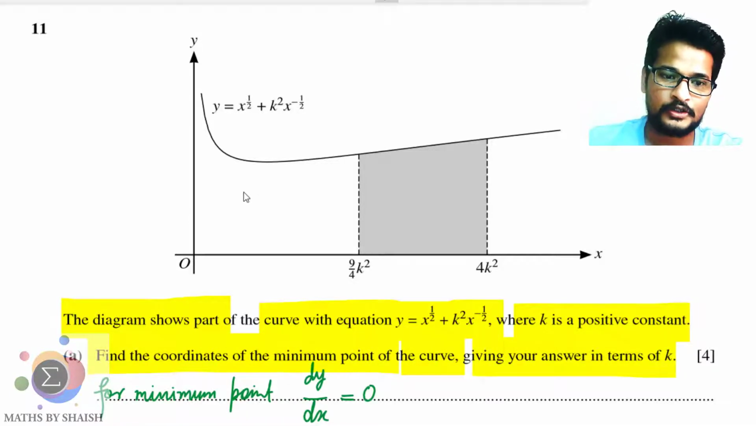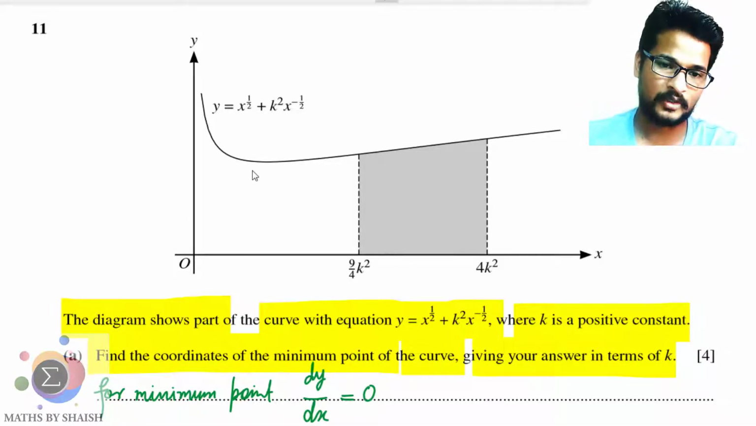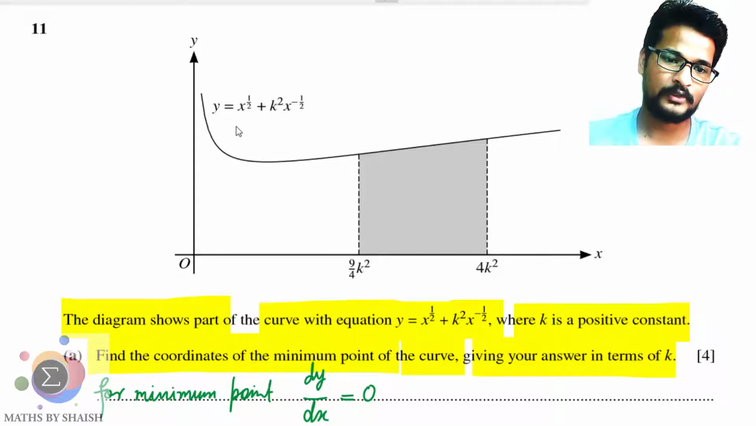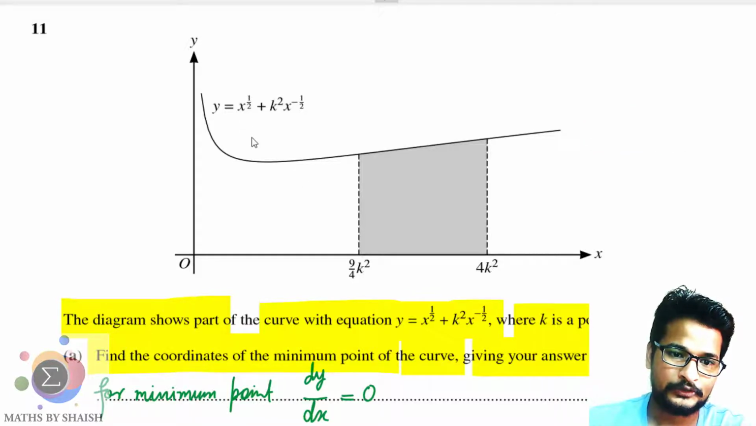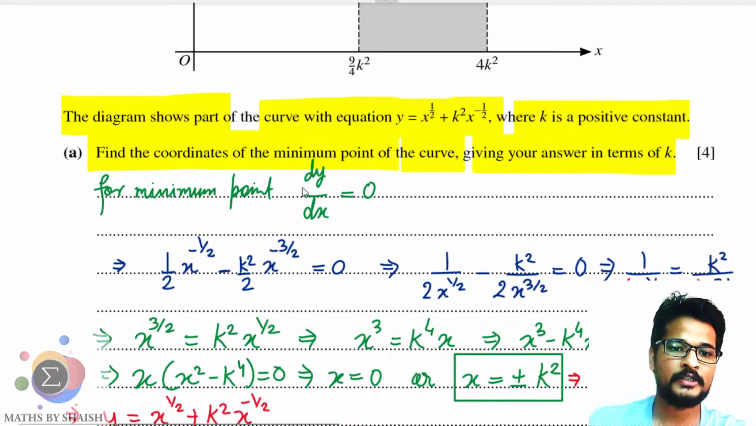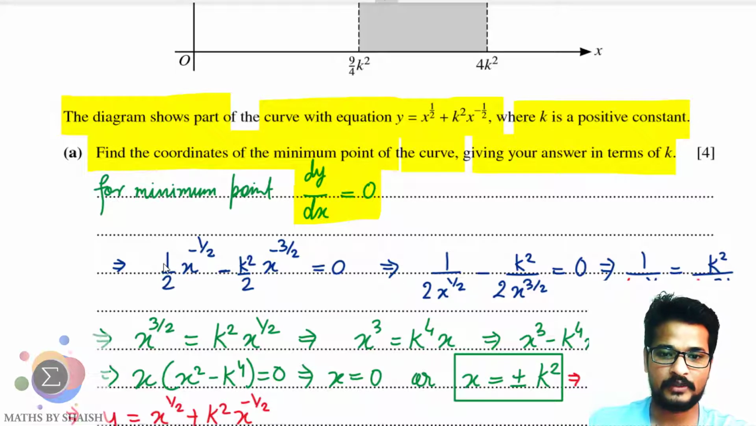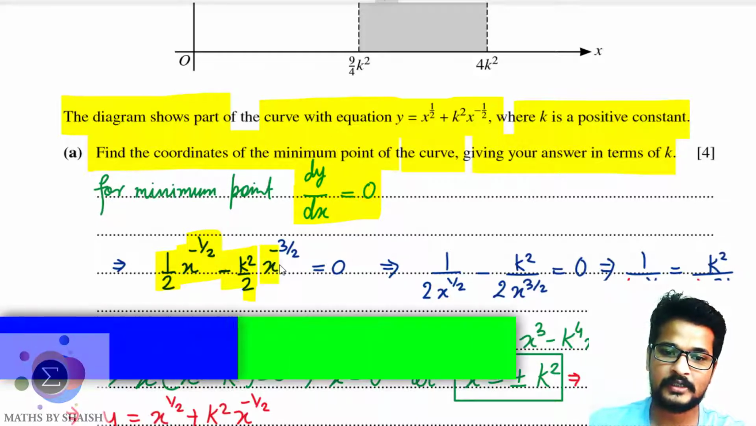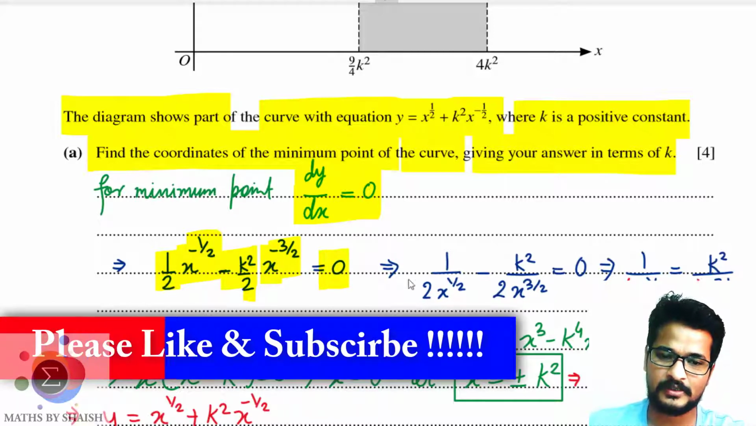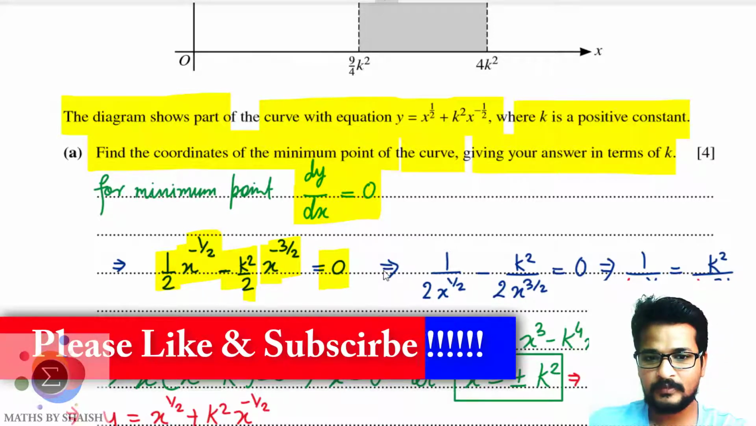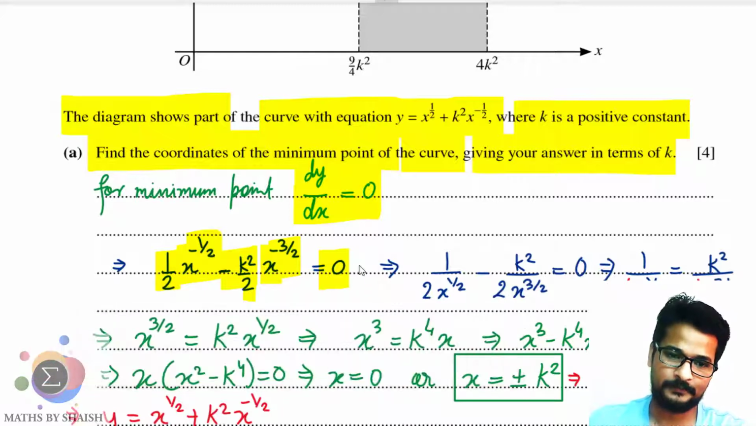So for a minimum or maximum, we know that we are going to differentiate, make it equal to 0, and find the x value. So for the minimum point, dy over dx is 0. First of all, we will find dy over dx, and that is half times x to the power half minus 1, minus half times k squared times minus 3 by 2 x to the power minus 3 by 2. This is 0.